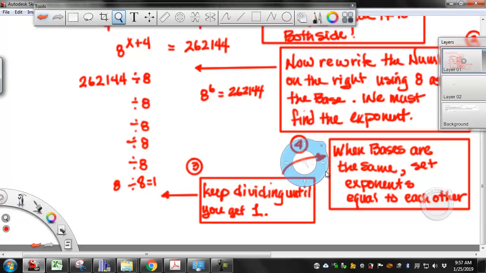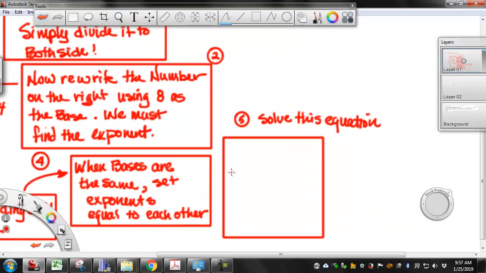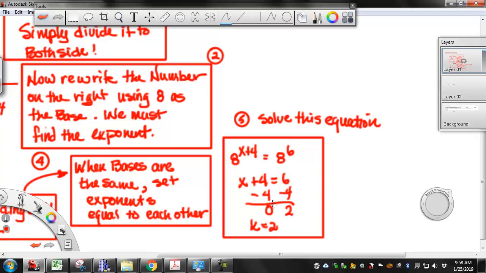All right, now let's move on. Now it says right here, when bases are the same, set exponents equal to each other. So we have 8 to the x plus 4 equals 8 to the 6th power. The bases are the same, so I can set the exponents equal to each other. So x plus 4 equals 6. We'll subtract 4 from each side. That goes to 0. This goes to 2. So x equals 2. That's the answer to that.